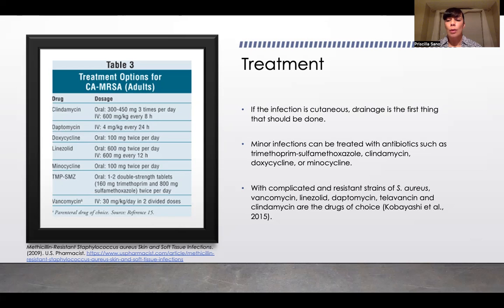Now, if it tends to be a more serious infection, these types of infections are not going to respond very well to incision and drainage alone. So with these complicated and resistant strains of S. aureus, vancomycin will probably be the more common type of drug that will be used, but it is toxic to the kidneys. So other options could be linezolid, daptomycin, telavancin, and also clindamycin will be the drugs of choice.